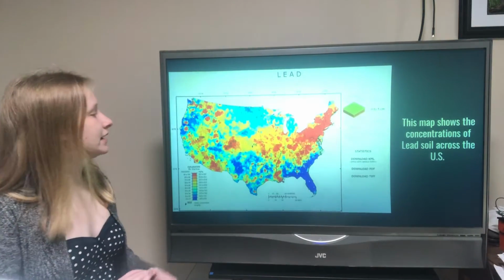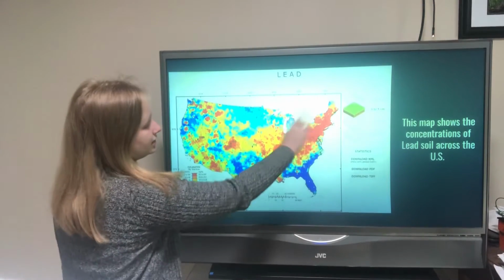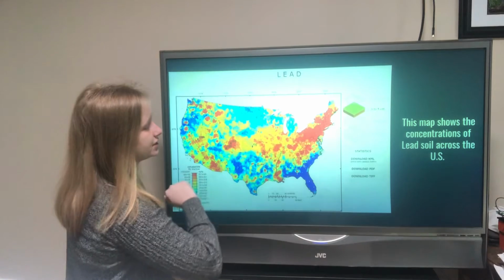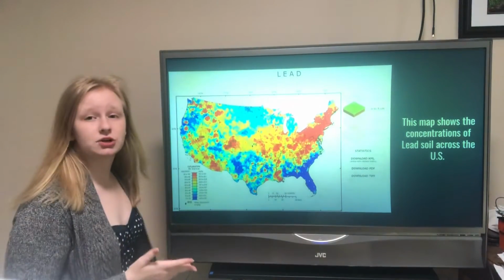This map shows lead soil concentrations across the United States. Here you will see in the north and in the New England area, where it is historically industrial, there are very high concentrations of lead, versus areas in the south and in the Midwest, where the concentrations aren't as high.